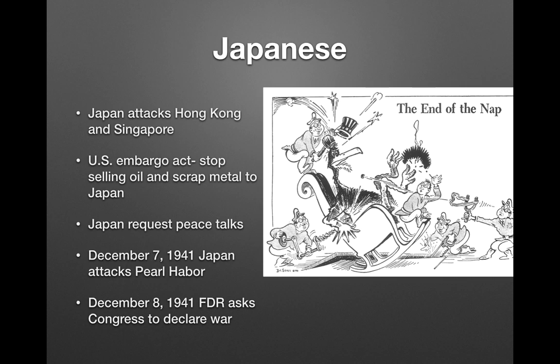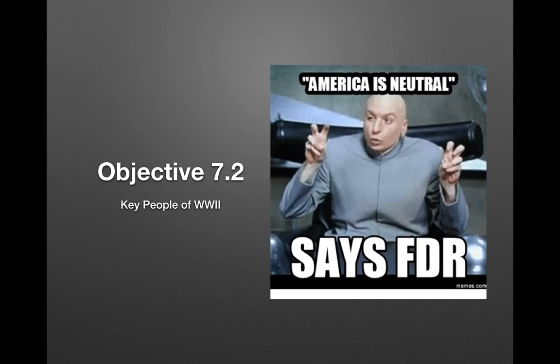So, with the Japanese, Japan is going to attack Hong Kong and Singapore, both British protectorates. The U.S. will respond to this by making an embargo act where we stop selling oil and scrap metal to Japan. Japan requests peace talks because they need these things. While in the peace talks, you can see the cartoon here. Japan woke up America from a nap, if you will. December 7th, 1941, Japan attacked Pearl Harbor while people were actually in the United States negotiating peace. And on December 8th, 1941, FDR asked Congress to declare war in a very famous speech that we will definitely look at in class.